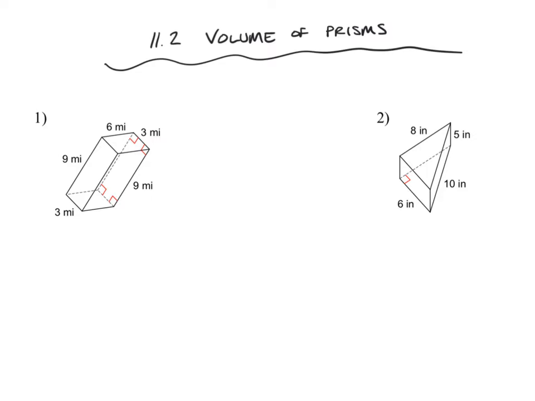Today we're looking at volume of prisms, okay? So to find the volume of any prism, we're going to take the area of the base, which I use a big capital B for, and multiply it by the height of the prism. So I use a capital B and a capital H to represent the area of the base and the height of the prism. I'm going to write it under here. The capital B stands for area of the base, and that capital H stands for the height of the prism.